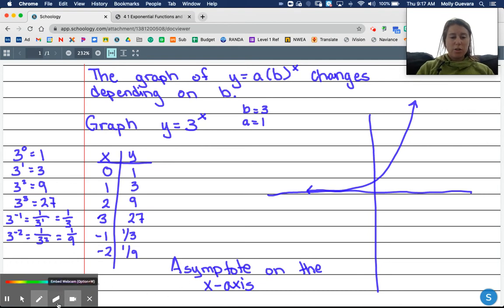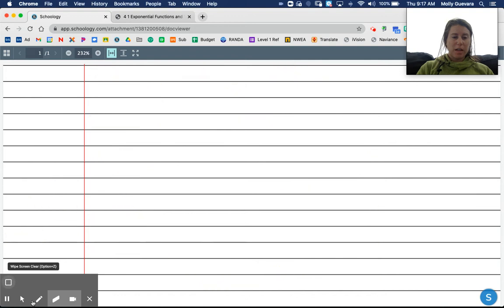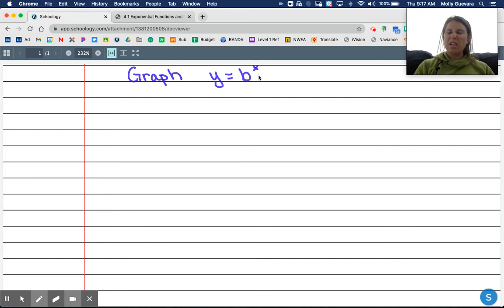So what I want to show you now is the general way to graph y is equal to b to the x, right? We're going to just say that a is 1 here. I want to show you the points. First of all, there's an asymptote, right? We just wrote that on the x-axis. As long as that graph has not been moved up or down, there's an asymptote on the x-axis.